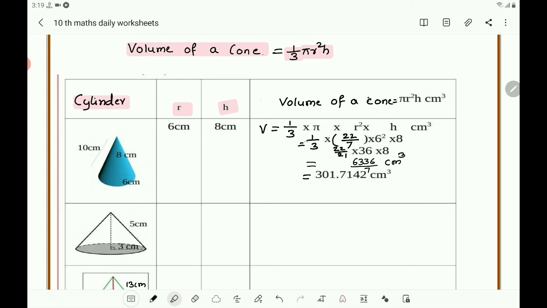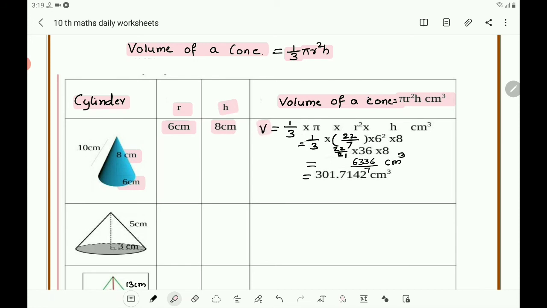Then you write the formula for the volume of a cone, that is pi r square h cm cube, and by using this given radius and height, write the formula and substitute the values of pi, r and h and calculate the volume of the cone. Here r is 6 centimeter and height is 8 centimeter.